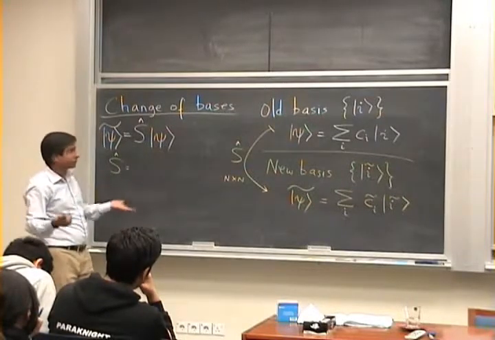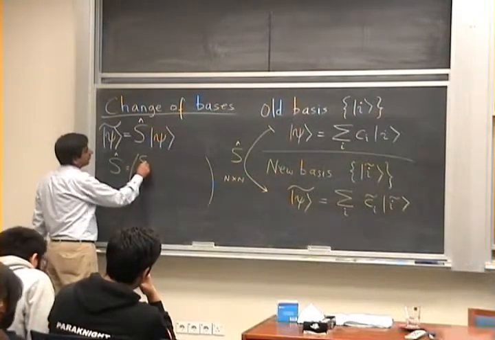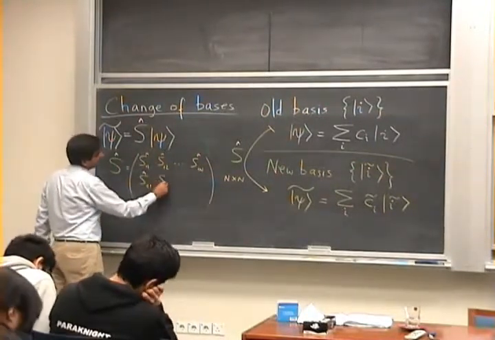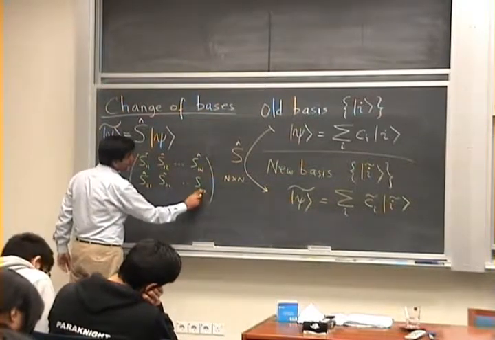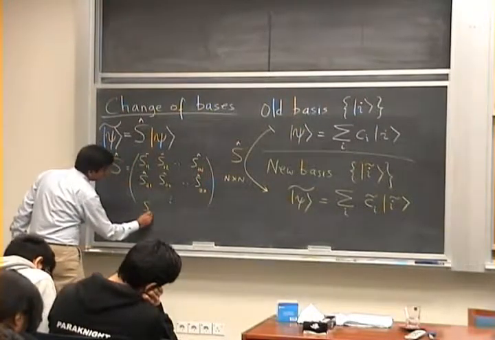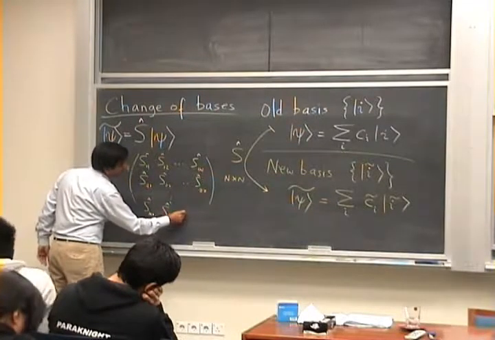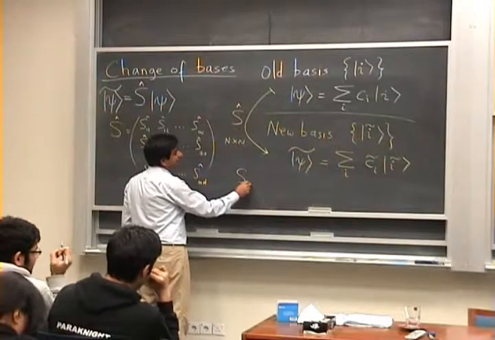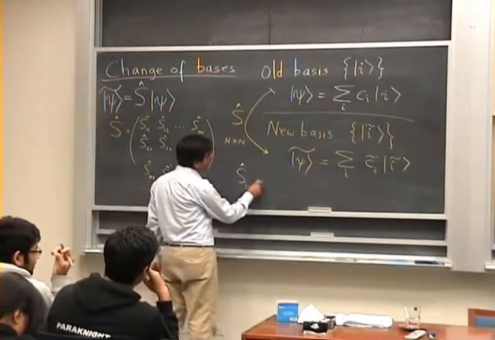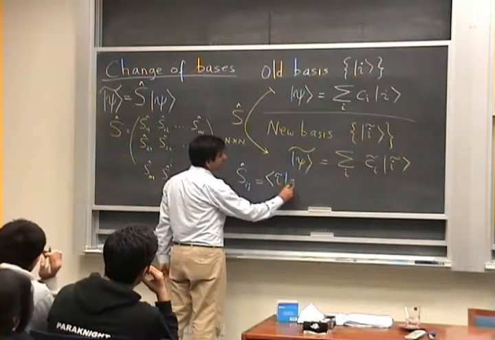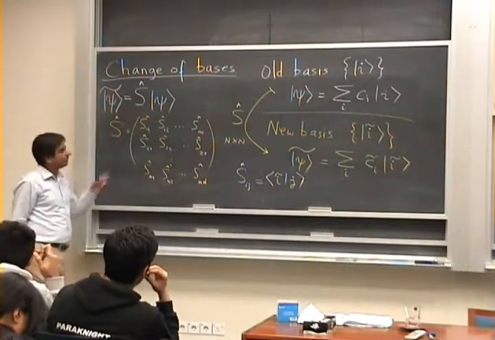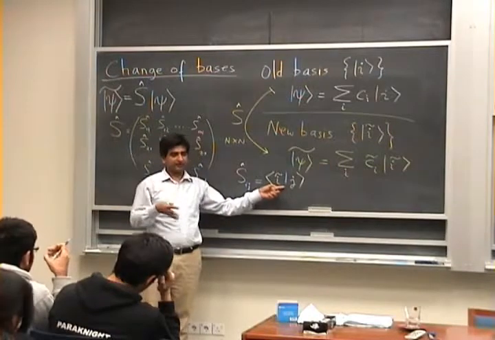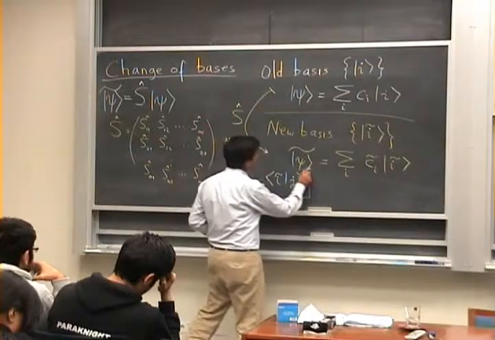Okay? We've also noticed that this operator S will have n by n, n squared elements, given by S11, S12, up to S1n, S21, S22, all the way up to S2n, likewise Sn1, Sn2, all the way up to Snn. And each of these elements, the S_ij-th element, we derived in the previous lecture, is given by the inner product of the old and the new basis vectors. So each element of this matrix is given by this inner product. It represents the overlap of an old basis vector with a new basis vector. So this is something we've already derived.